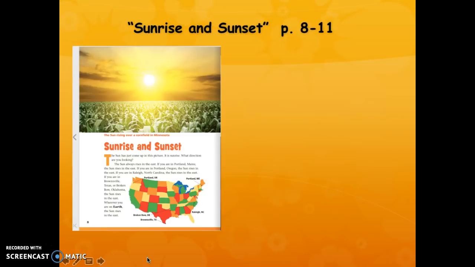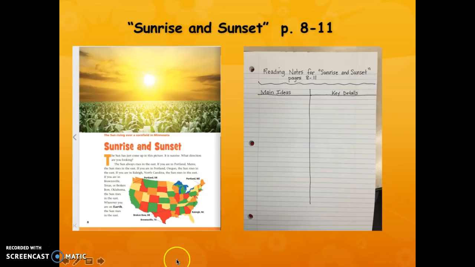So in your notebook, I want you to set up your page like you see right here. You're going to have the title of the article at the top. So do exactly what I did. Reading notes for sunrise and sunset. And when we have the title of an article, we put it in quotes, capital letters, and then include the page numbers that we're reading.